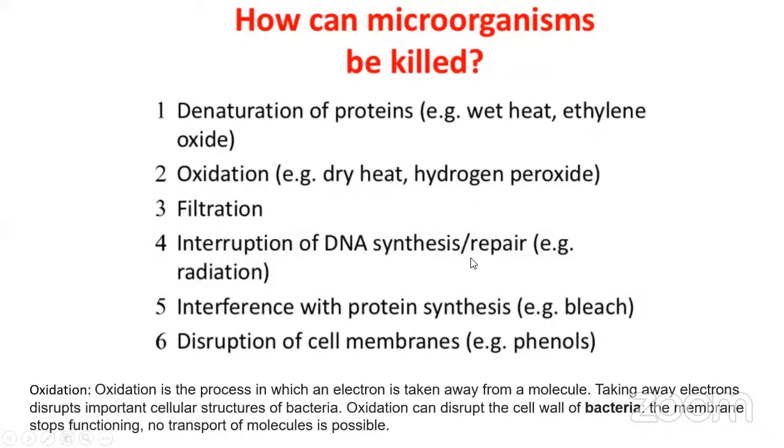So we can see that sterilization helps in the elimination or removal of microorganisms via different pathways. If you are asked to mention some of the ways by which sterilization kills microorganisms, here are the ways: denaturation of protein, oxidation, filtration, interruption of DNA synthesis, interference with protein synthesis, and disruption of cell membrane.